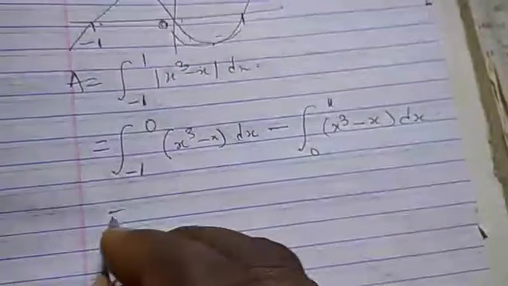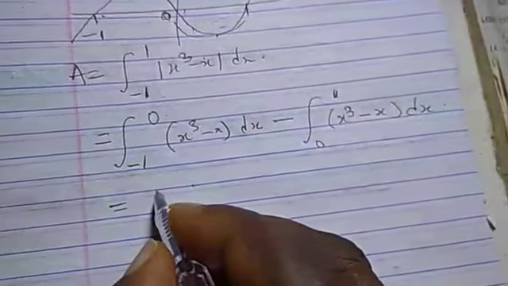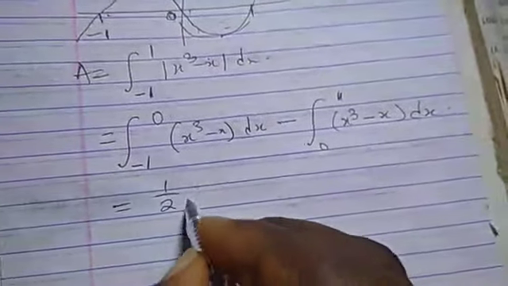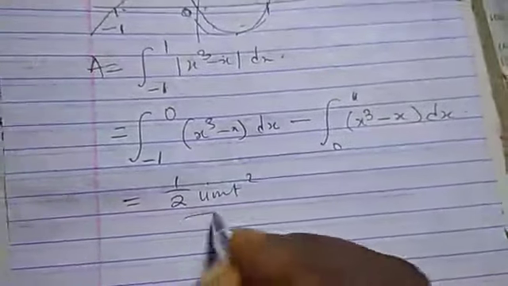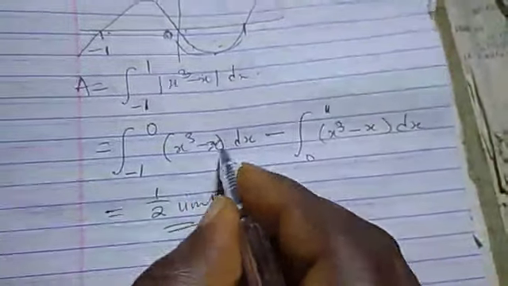So we now need to solve this, and we need to solve this. But I don't need to show you that. By the time you solve it, you should get 1 over 2 unit square. So that will be our answer. So you should be able to finish this.